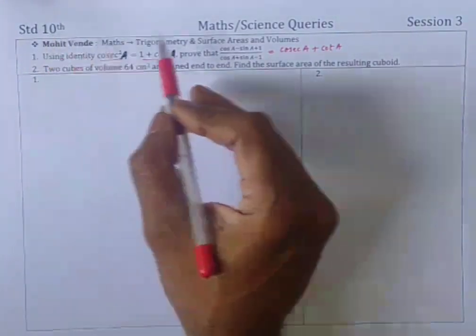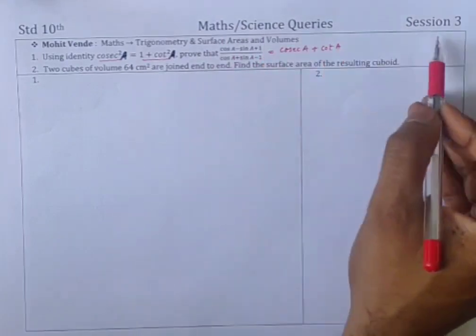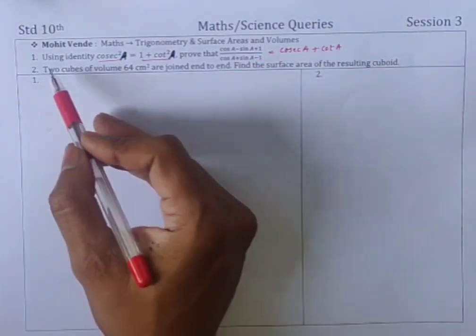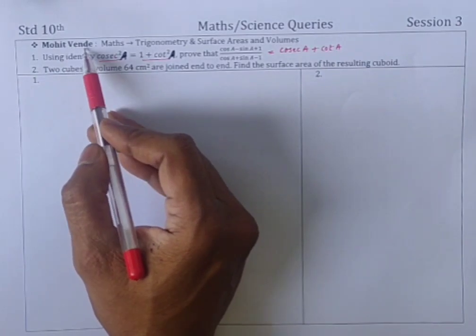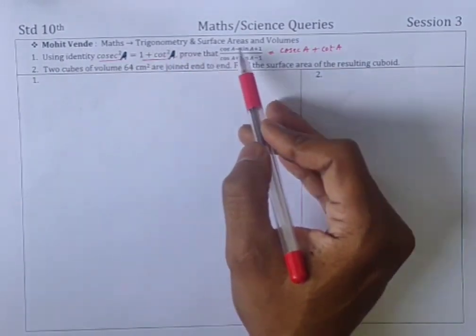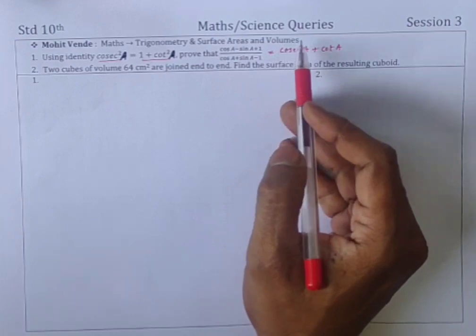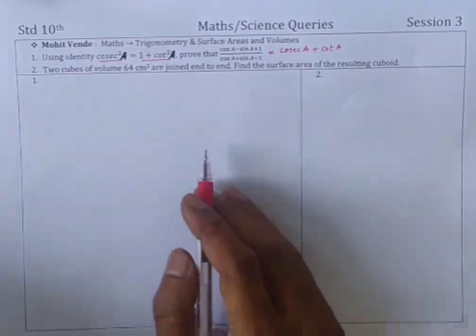Students to standard 10th maths or science queries session 3. Alright, I've got two questions from Mohit Vinde, one from trigonometry and other from surface areas and volumes. Let's see this trigonometry sum.